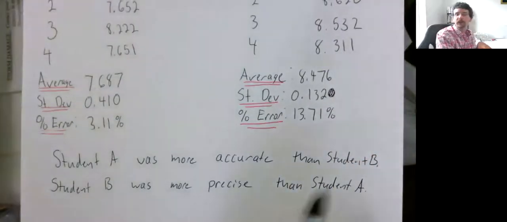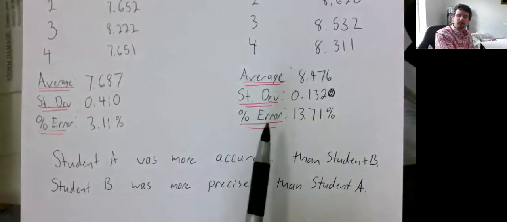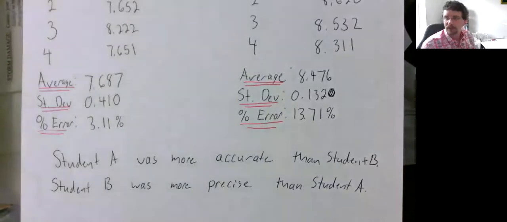However, if you look at the value of student B, they're actually pretty far away. They have a high percent error. So it depends what's more important in some cases. Is the precision more important, or is the accuracy more important? In an ideal world, you would have both in hand. You would be able to be very precise and very accurate. But in some cases, that might not happen.